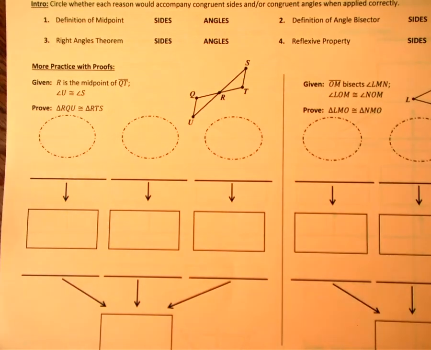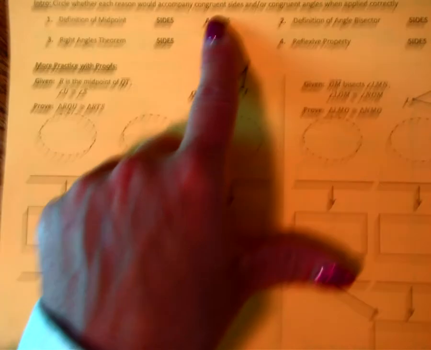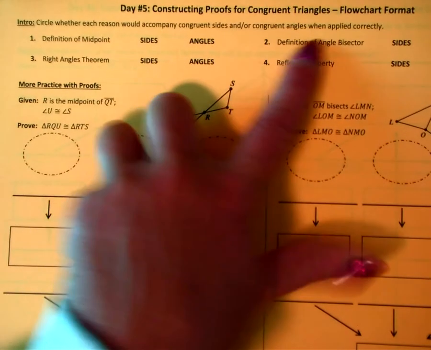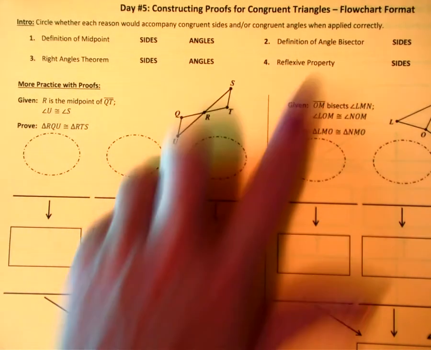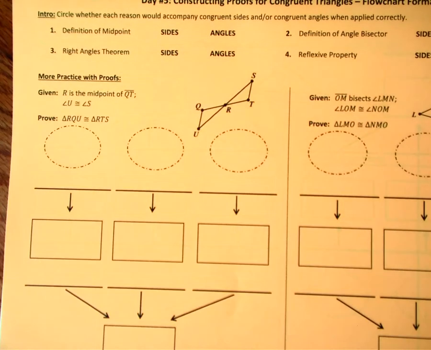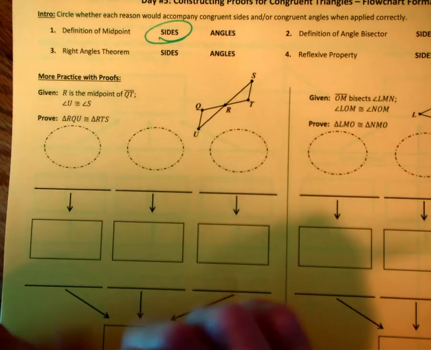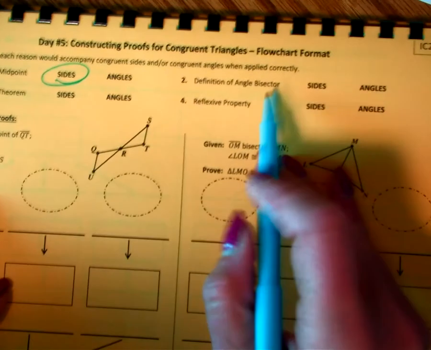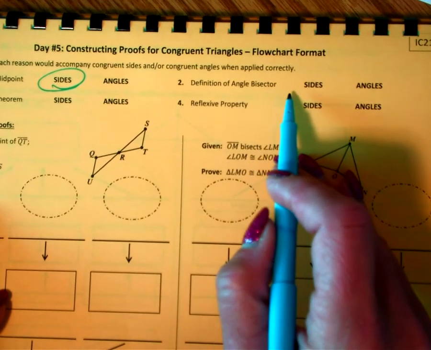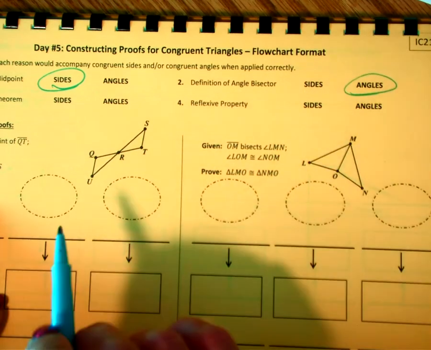So first of all, let's start by circling whether each reason would accompany congruent sides and or congruent angles when applied correctly. Would the definition of midpoint apply to sides or angles? Midpoint deals with the sides, right? Would the definition of angle bisector work with our sides or our angles? That deals with angles, right?